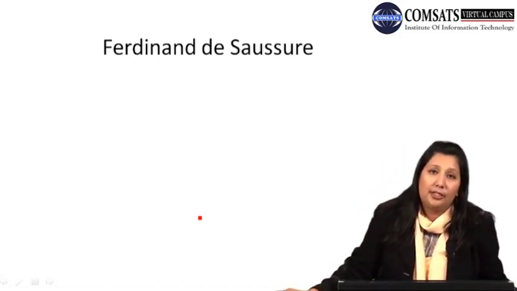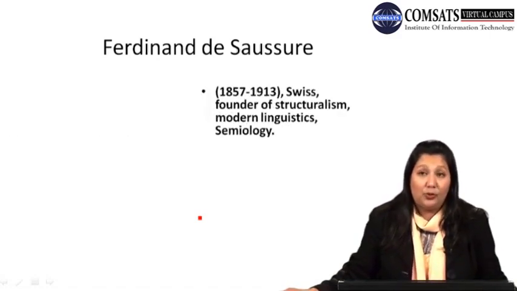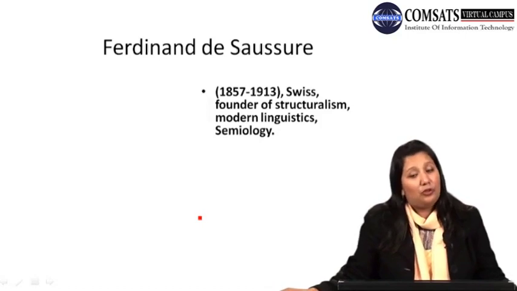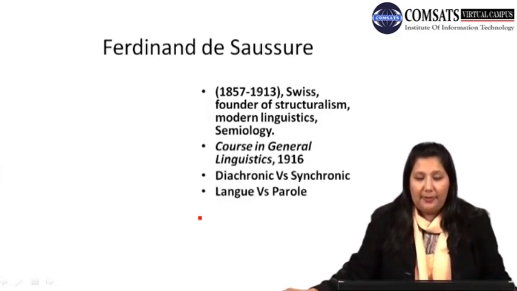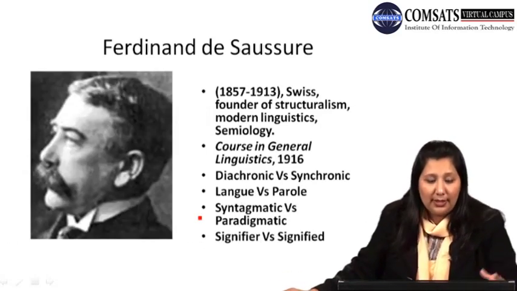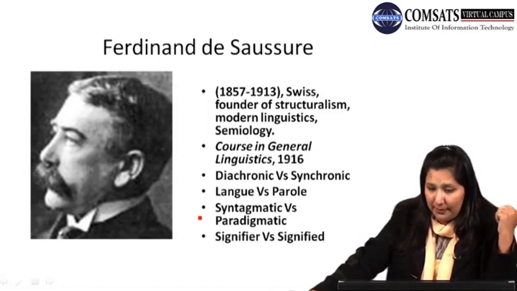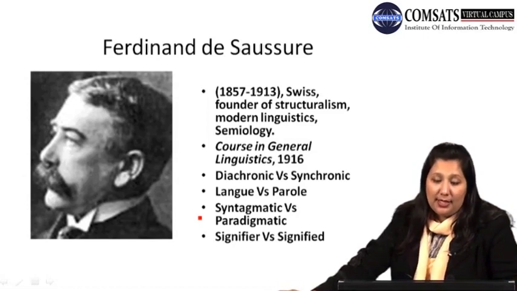The first is Ferdinand de Saussure, a French linguist. Sorry, it's not French, a Swiss linguist, who is the founder of structuralism, modern linguistics, semiology. These are his different works. Look at this, this is the picture of Ferdinand de Saussure. He actually introduced a book in 1916, Linguistics.